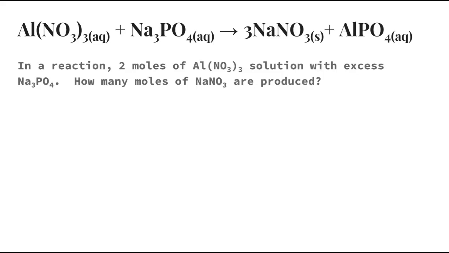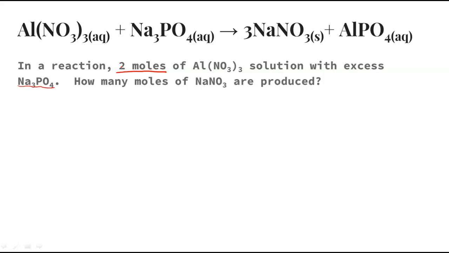But what happens if, in the real life scenario, you don't have 1 mole of aluminum nitrate, but instead you have 2 moles? That's what I'm giving here as a given. If I have double the amount of aluminum nitrate and I have plenty of sodium phosphate, so this piece we're going to just ignore because we have more than enough. So let's just focus on the number. How many moles of sodium nitrate are going to be produced?